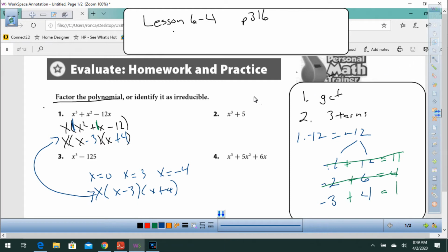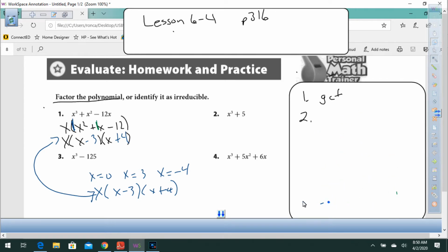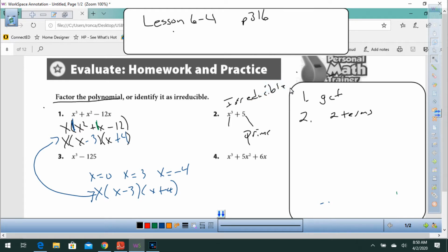Now what about number 2, this x cubed plus 5? The greatest common factor is just 1. There's nothing else. Now instead of 3 terms, we have 2 terms. So let's check the first term. That is a perfect cube. But what about 5? 5 is prime. So number 2 is irreducible under the real numbers.